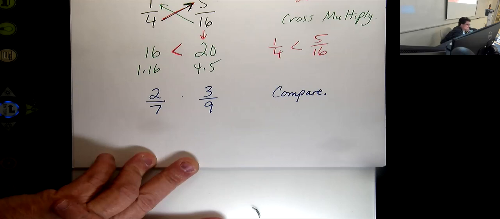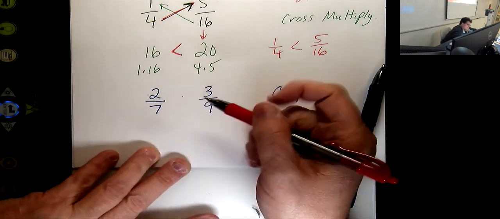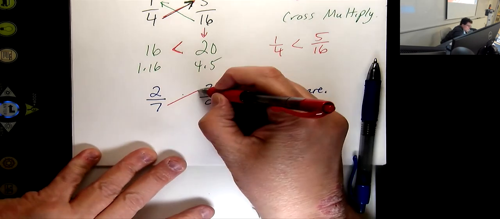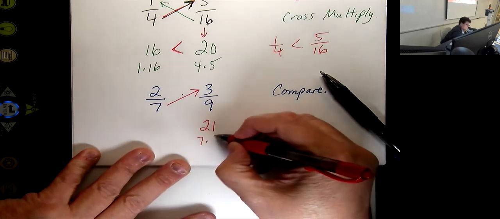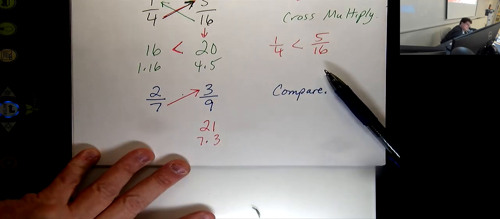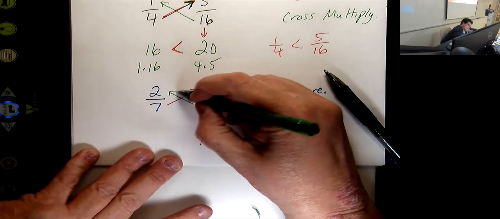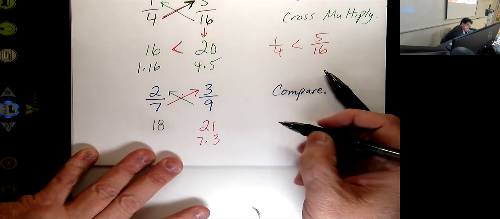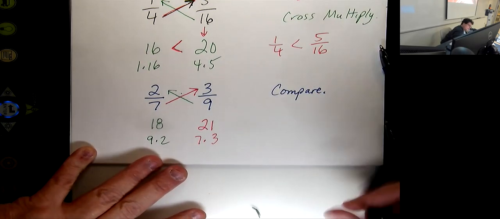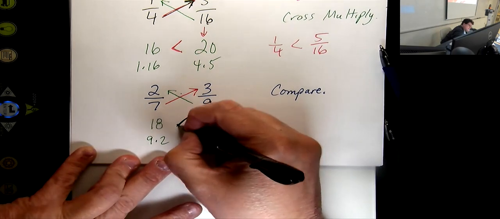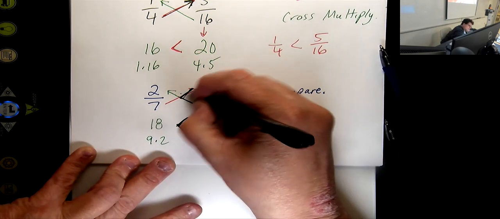How many of you can do this in your head? I can, but I'm not going to, because it takes longer to do in my head than just write this down. I'm going to do that same thing I did before. I'm going to take the 7 and multiply it by the 3, and I get 21, 7 times 3. I will take the 9 times the 2, now an 18. So since 21 is larger than 18, 3/9 is larger than 2/7.